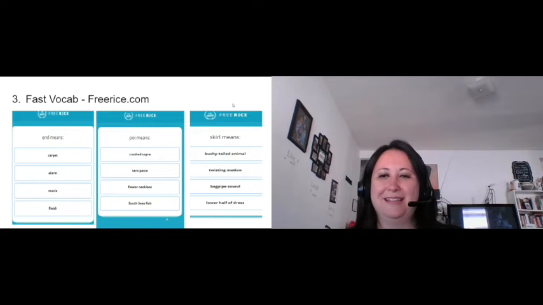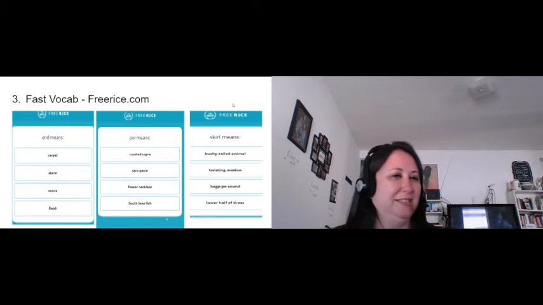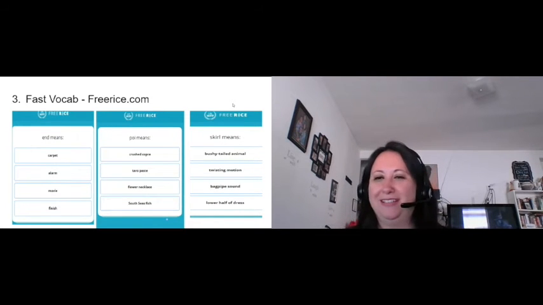Anybody know what this word means? Elizabeth got it. It's the sound of a bagpipe. Skirl. That's funny. So I recommend Free Rice for a beginning or ending group activity.